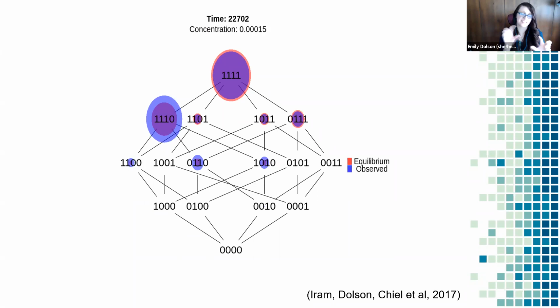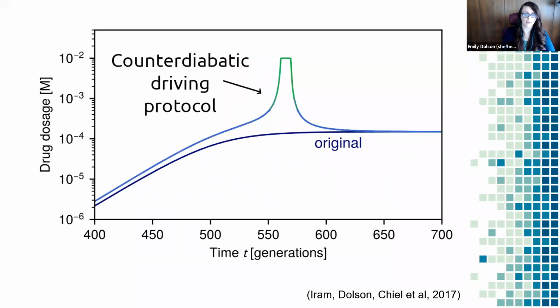And so whenever you see that lag, that means we're introducing more noise than is ideal if we want to be able to apply this in a precise way. And so our goal is to eliminate that lag. And so what counterdiabatic driving allows us to do is basically derive a different sequence of drug doses to apply. And what this sequence of drug doses is going to do is it's actually going to cause the population to immediately reach what would have been the equilibrium for the original drug dose that we were administering at that time.